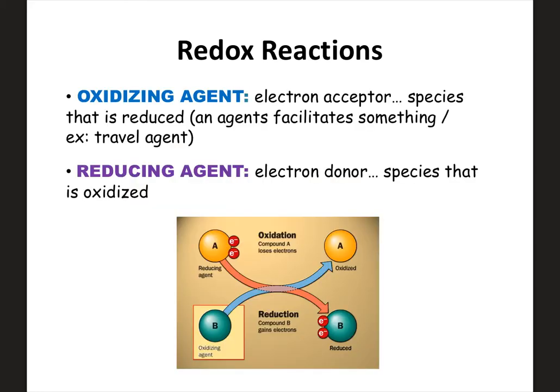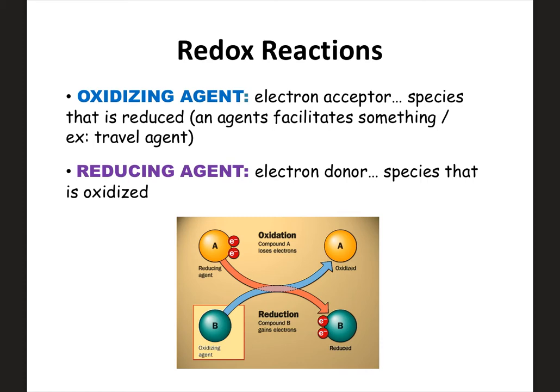I just want to introduce you to two other terms here. These are not as big of a deal anymore. AP has kind of backed away from them a little bit, but you should be aware of them. If you're asked about the oxidizing agent, this would be the one that accepts the electrons. So basically, it's the species that is reduced. So it's kind of opposite of what you think. If you're talking about the oxidizing agent, you're talking about the one that is reduced. Essentially, an agent here is like facilitating or helping with something, like a travel agent.